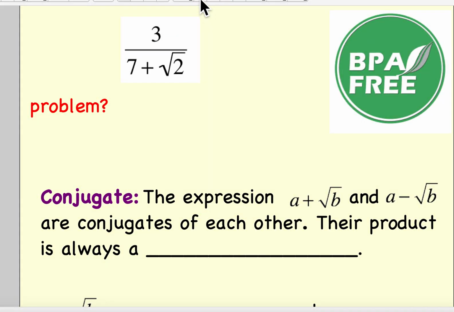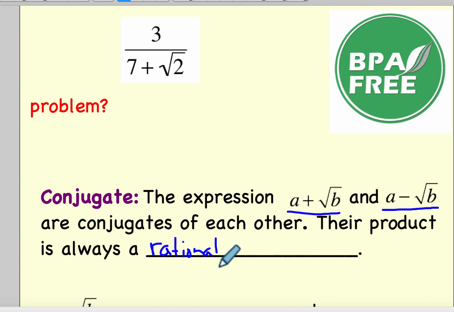What we need to do is multiply the denominator by its conjugate. Conjugate's a word we're going to use all the time this year. So it says right here, if we have an expression a plus radical b, right? The conjugate of a plus radical b is simply a minus radical b, right? And it doesn't even have to involve radicals. A plus b, a minus b, those things are conjugates of each other. But their product is always going to be a rational number, right? Which is going to be good because if we have a rational number in the bottom, I don't have a square root, that's going to be great.